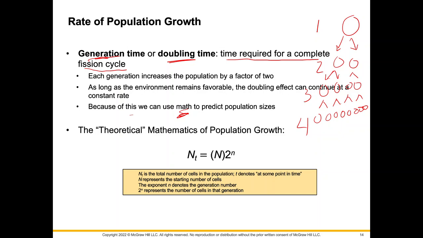The N represents the starting number of cells, and the exponent little n denotes the generation number. And collectively, N times 2 to the n represents the number of cells in that generation.